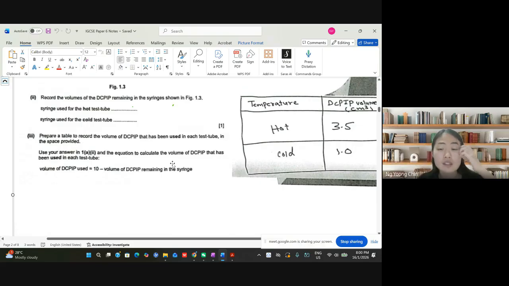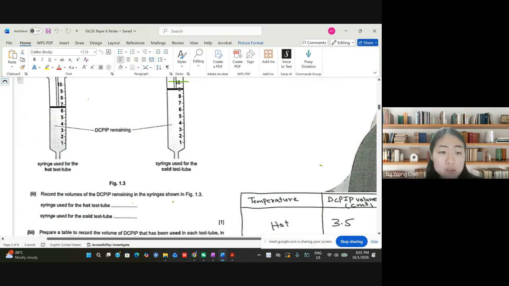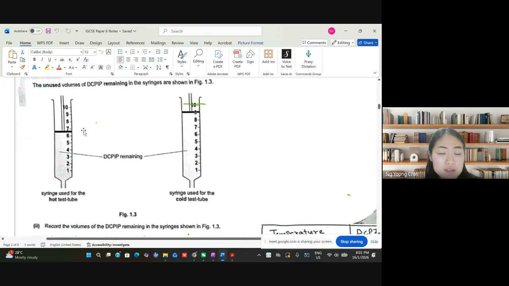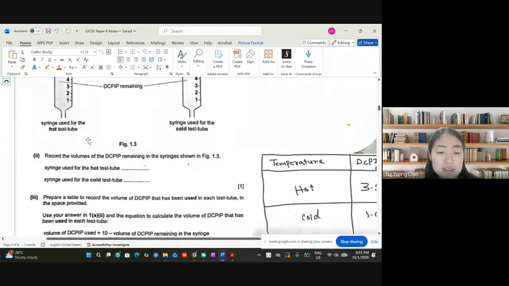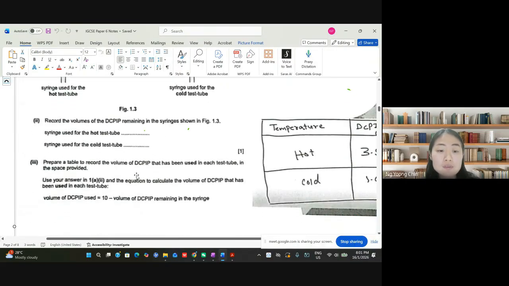So this is the data that you get, which is you just follow the formula. Sometimes they will just give you a formula like this, which is the volume of DCPIP used, which is 10. 10 is the given formula, right? So it's 10 minus the volume of DCPIP remaining in the syringe. So if you have a look at the hot syringe, maybe it's about this unit, about 6.5. Given is in cm3 because it's volume. Yeah, so volume you should write in cm3. So you can write 6.5 cm3.